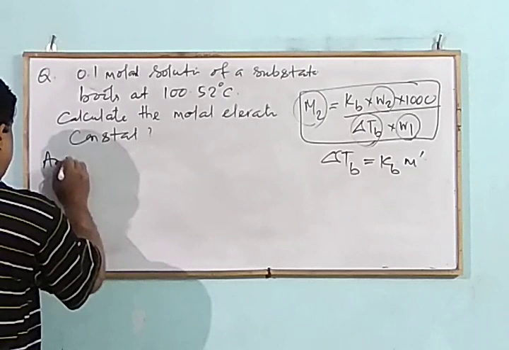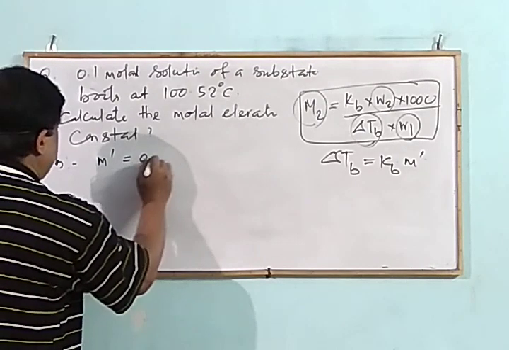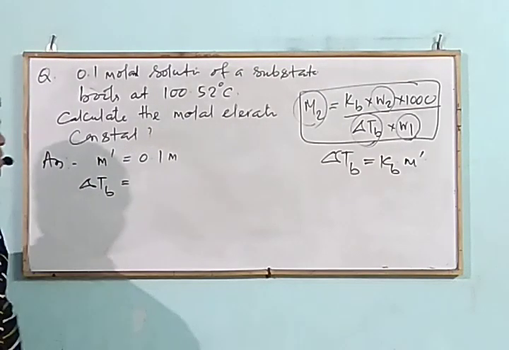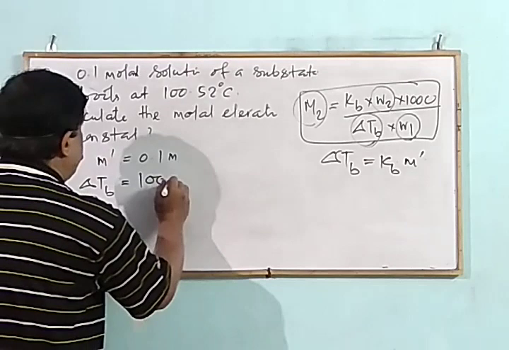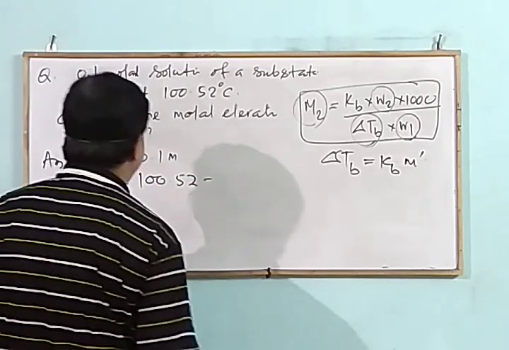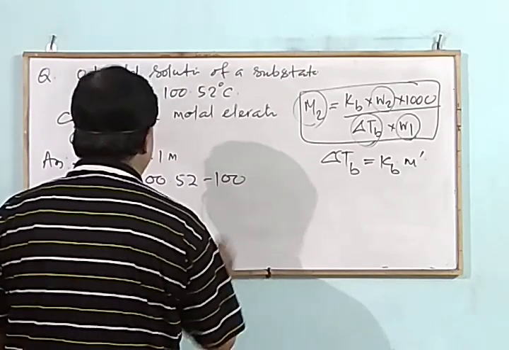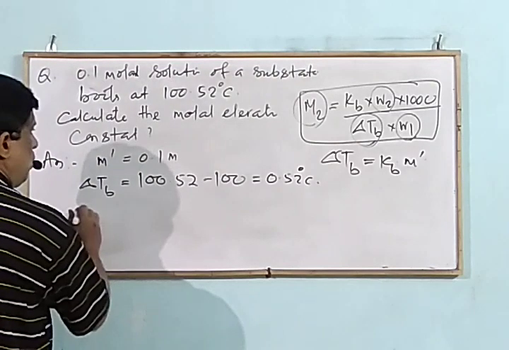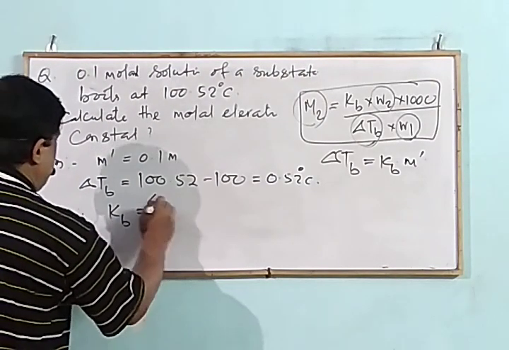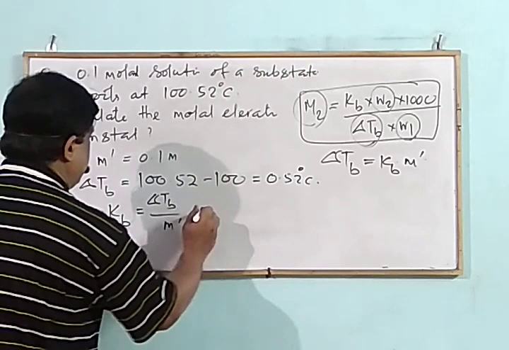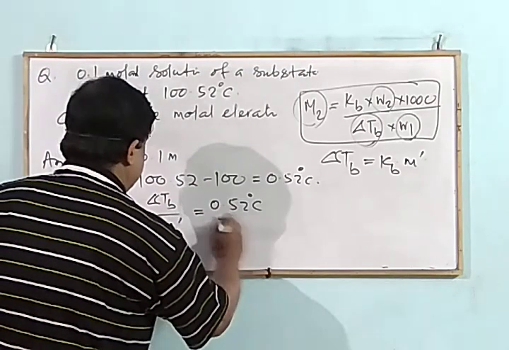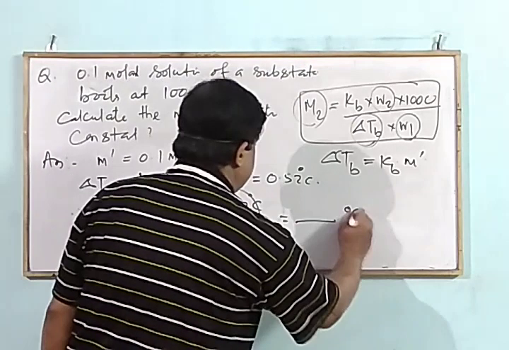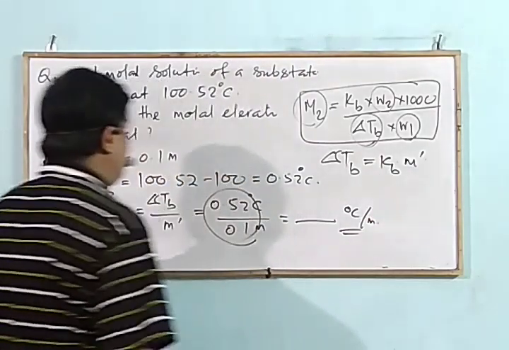Answer. Mark that, what are the data given? Molality of the solution is given as 0.1 m and del Tb, that is the elevation in boiling point, is 100.52 minus 100, which is equal to 0.52 degrees Celsius. This is given. Therefore, we know Kb is equal to del Tb by molality. So 0.52 degrees Celsius by 0.1 molality. Solving this, one is able to calculate it in degree centigrade per molality.